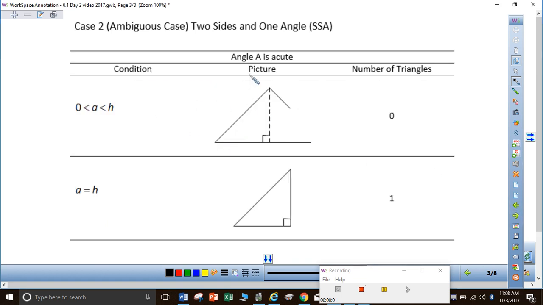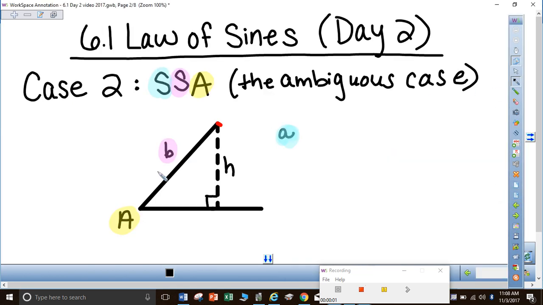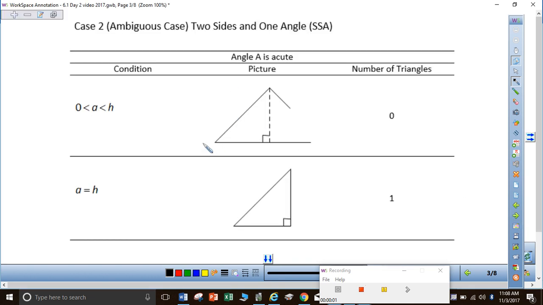So the situations we looked at are for when angle A is acute, meaning that angle A is something less than 90 degrees. So if angle A is acute, let's go ahead and do some labeling here. This is going to be angle A, this little side over here is side A, this would be side B, and then this is going to be our height. So notice the condition. If side A is less than the height, we get zero triangles.